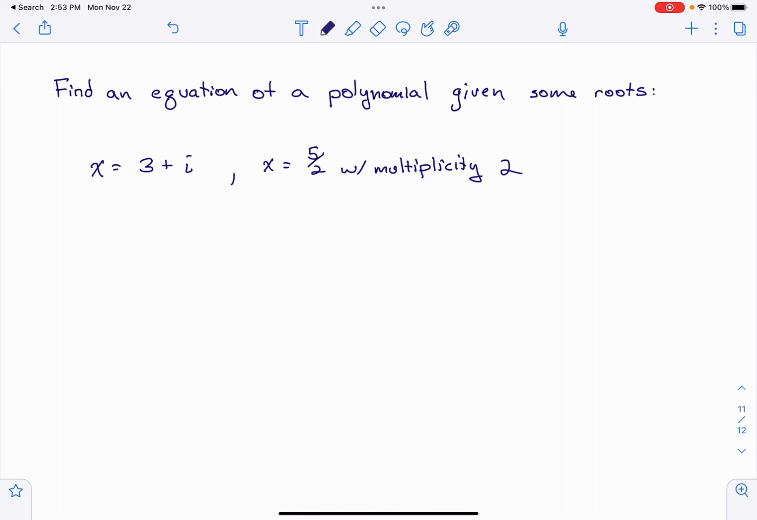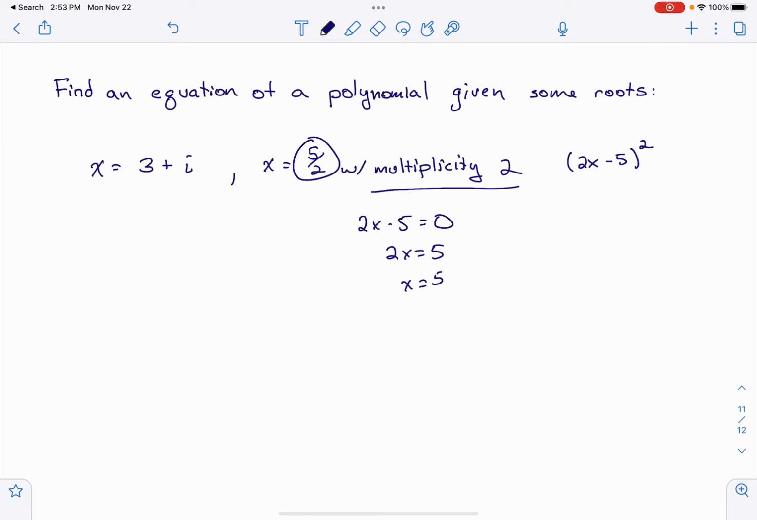We know right off the bat from this that 2x minus 5 squared is going to be a factor of the polynomial. We know this because we're given a multiplicity of 2, and we know it's 5 halves. And so how do we know that that becomes 2x minus 5? Because if 2x minus 5 equals 0, it means 2x equals 5, and x equals 5 halves. So we know that 2x minus 5 squared is going to be a component of the polynomial.